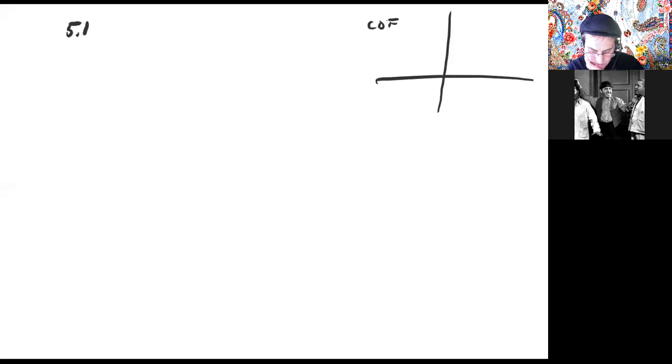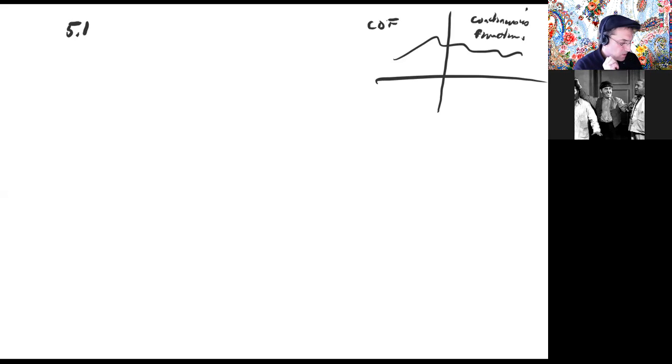So what comes next is section 5.1. And the situation with 5.1 is the CDF will always be continuous, so it's a continuous function. That's the basic idea. And we have to make some definitions. So we have the notion of a continuous random variable.